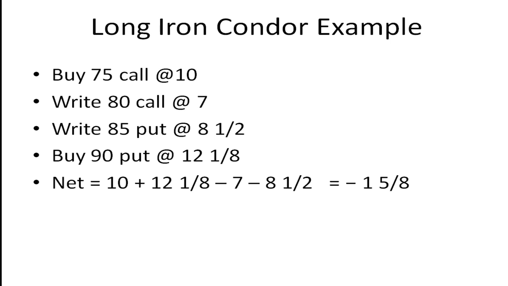Here I'm going to construct a long iron condor by buying a 75 call at 10, writing an 80 call at 7, writing an 85 put at 8 1/2, and buying a 90 put at 12 1/8. So this is an iron condor because we're using both classes of options. So if you add up the cost of the 2 that we buy and you subtract out what we receive for the 2 options that we wrote, it comes to a net cost of 1 5/8.